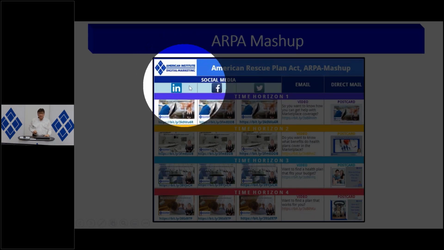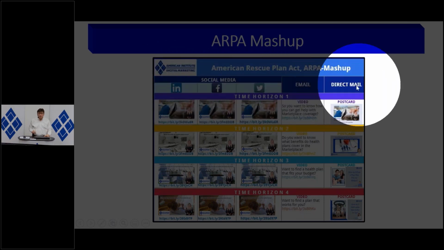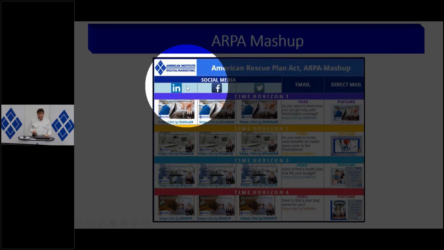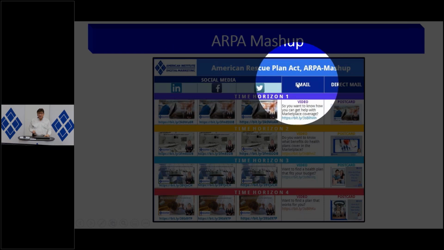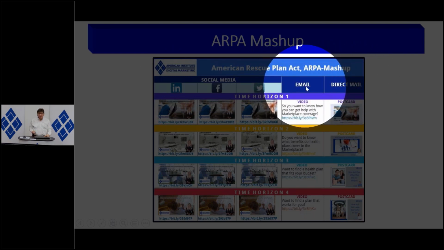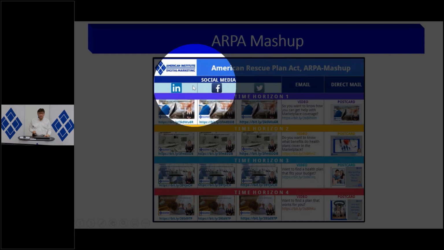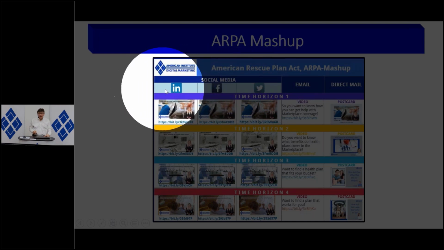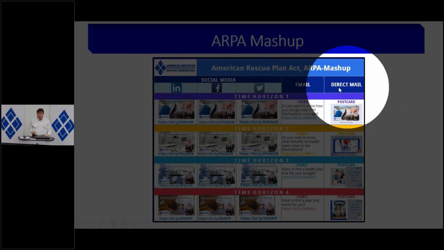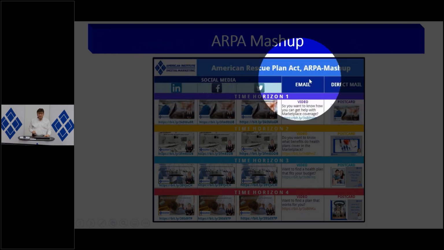On the horizontal dimension, you have channels. In this case, you have 2 traditional channels, email marketing and direct mail. And then you have 3 social media channels: Twitter, Facebook, and LinkedIn. So this is a 5-channel mashup.